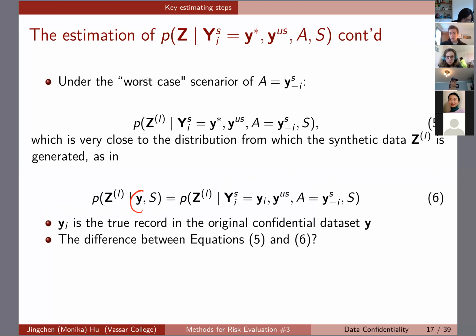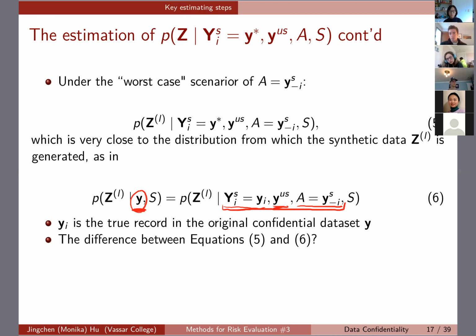This little y is the original data. Remember, our model in the first place when we generate synthetic data was fit on the original data. So if we expand it, the original data will be the same as A, right? A is everything of the synthetic value except for the i-th record, all of the unsynthesized records, and then the guess being the true value.